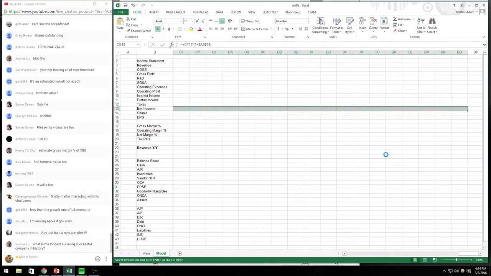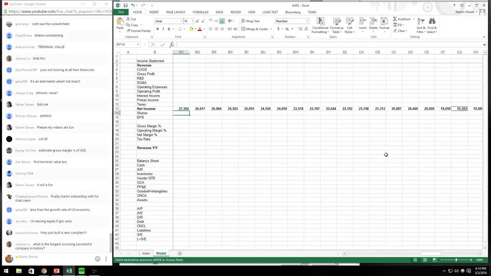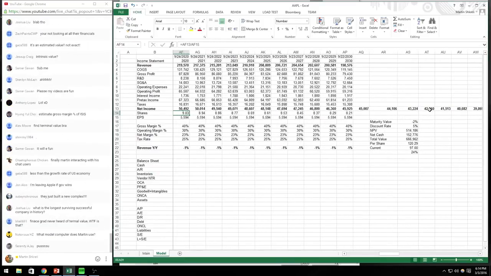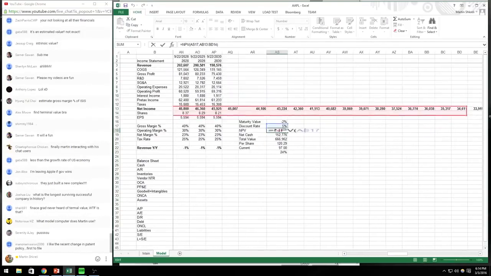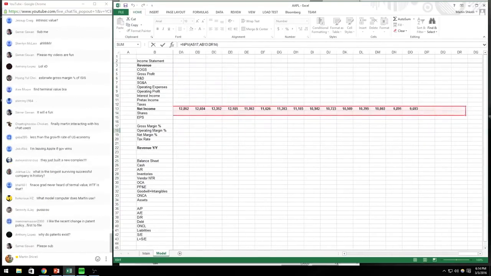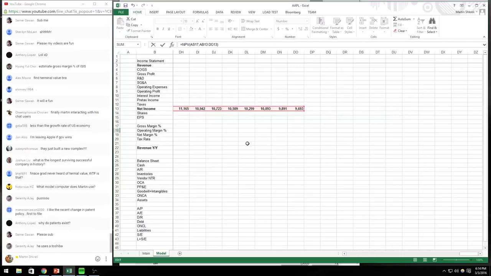It doesn't really matter how many years you go out. You go out 100 years. After enough discounting, it's not worth much anyway. So what we do is take that NPV and extend it out. You can do this with the mouse or with the keyboard. I'll just do it with the mouse, just for pizzazz.